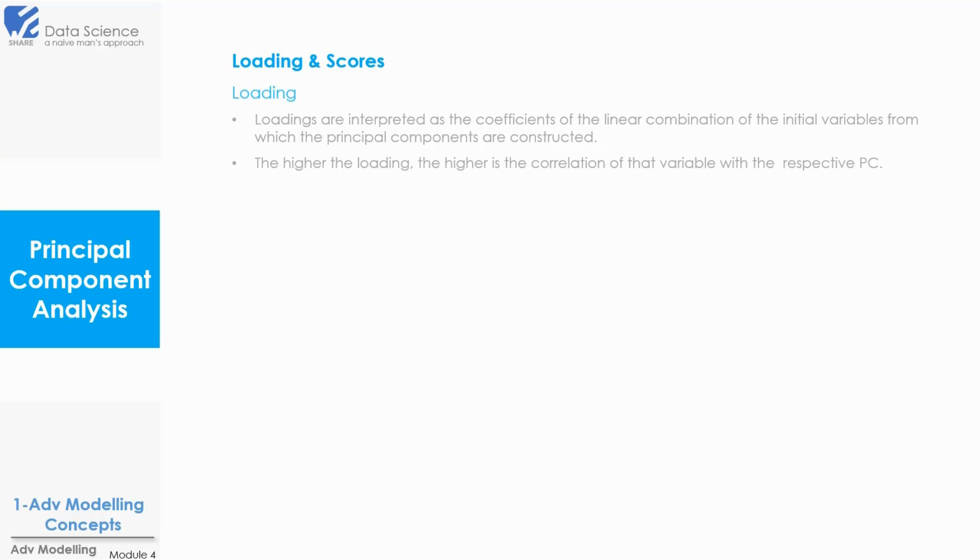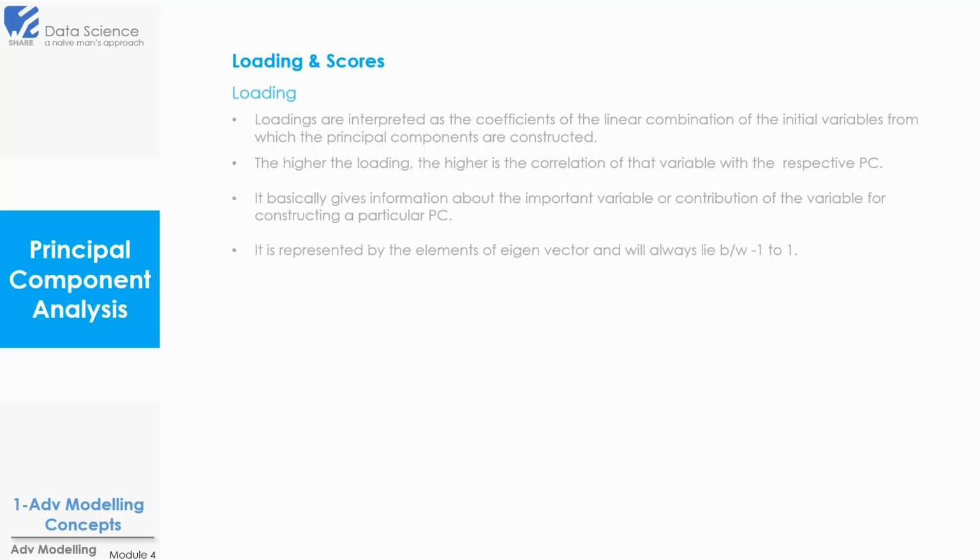The higher the loading, the higher is the correlation of that variable with the respective principal component. It basically gives us information about the important variables, or the contribution of the variable for constructing a particular principal component. Now loadings are the elements of eigenvectors, and they will always lie between -1 and +1.